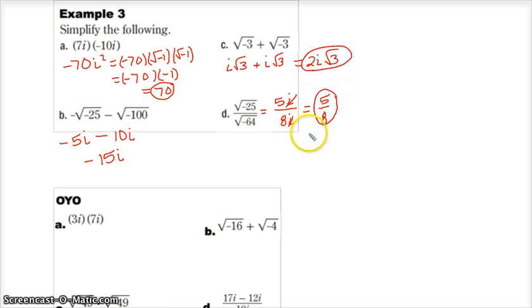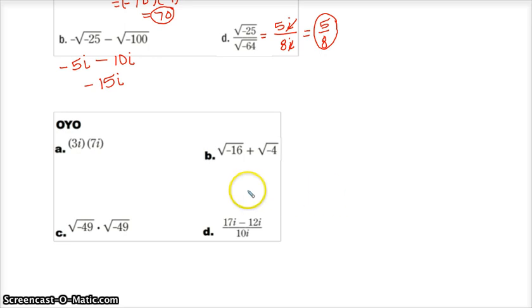Alright, now it's your turn. Try the on your own problems below. When finished, check your answer. For the first on your own, you should have gotten negative 21. Next, when I take the square root of negative 16 and negative 4, you should have gotten 6i. For part C, your final answer is negative 7. And for part D, your final answer is 1/2.